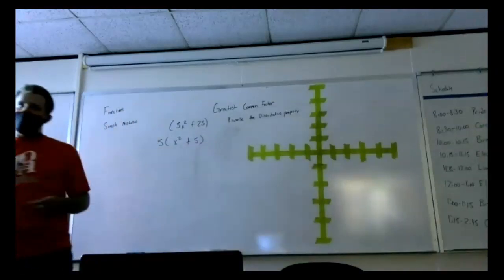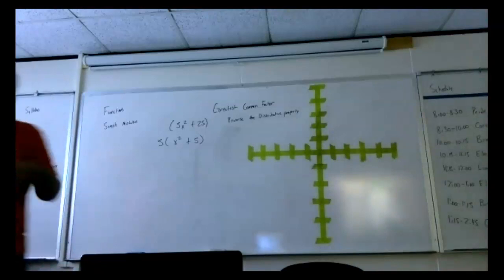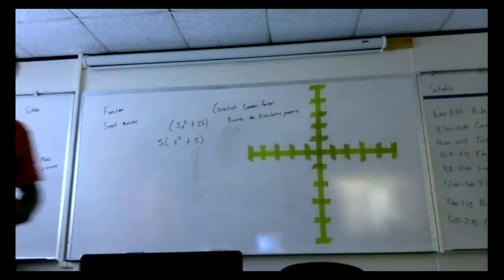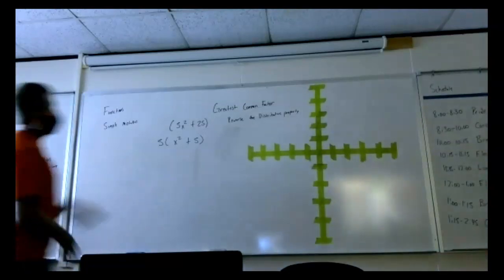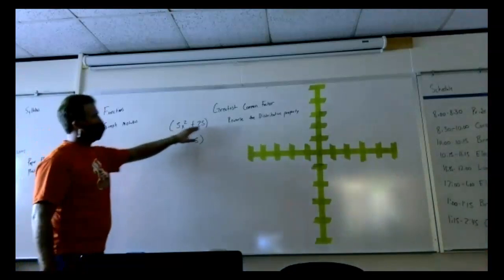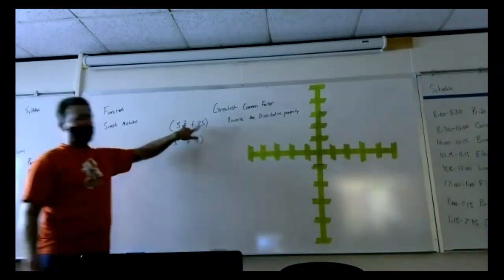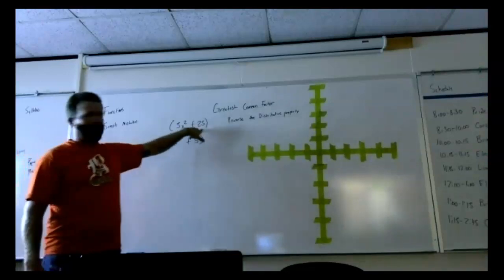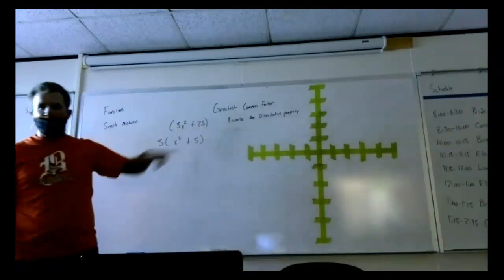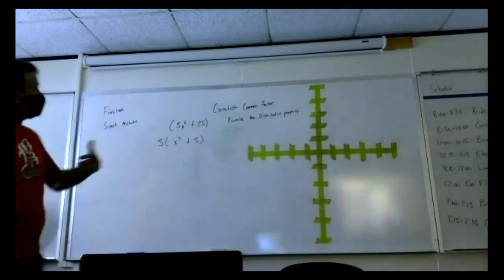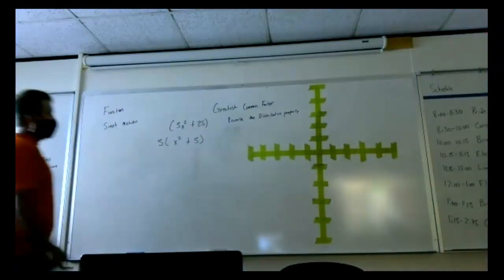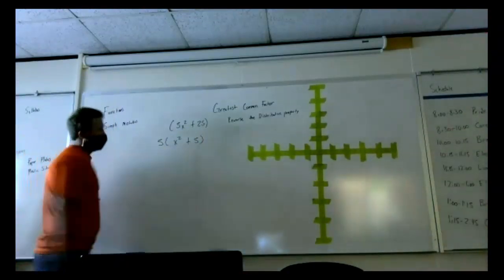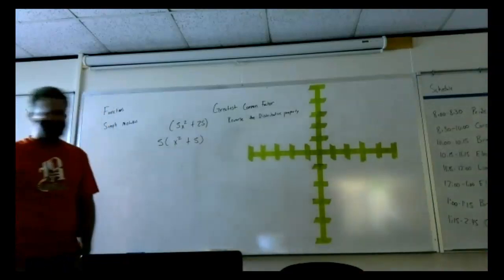Okay, at this level, you can see I didn't take the variable to the outside. That is because both of the terms in the parentheses do not share a common variable. You have an x squared, and you have a 25. So even though I didn't bring the variable to the outside, this is its simplest form: 5 times the quantity x squared plus 5.